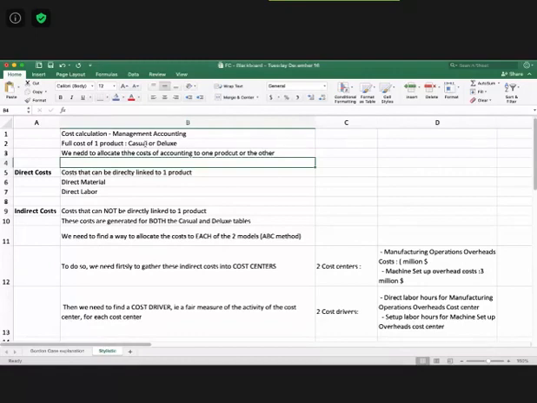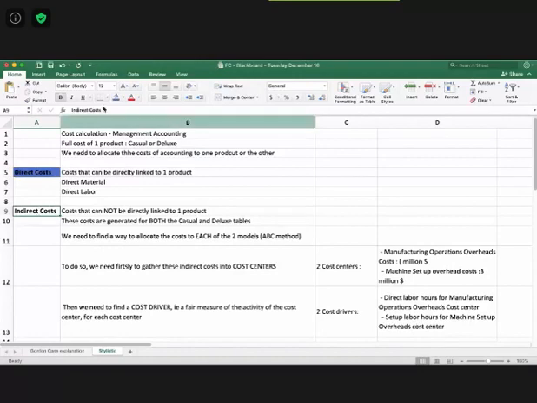So this is what we are doing, right? Since yesterday, this is what we are doing. We didn't have this problem in the previous case, the Gordon case, because there was only one product. Here we have two products, so this is a new problem for us. And so in management accounting, we can say that we have two types of costs: direct cost and indirect cost.